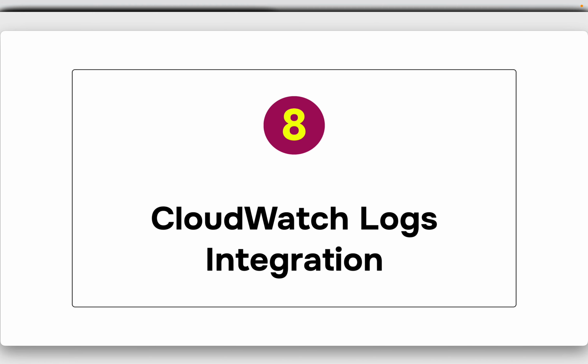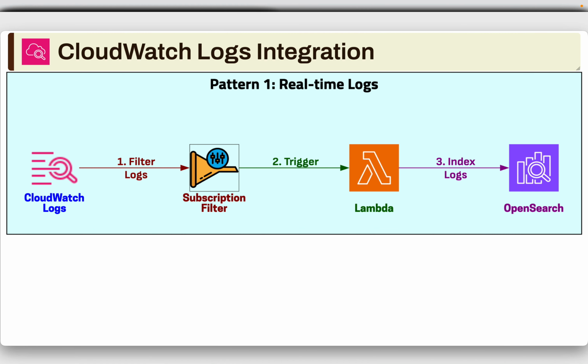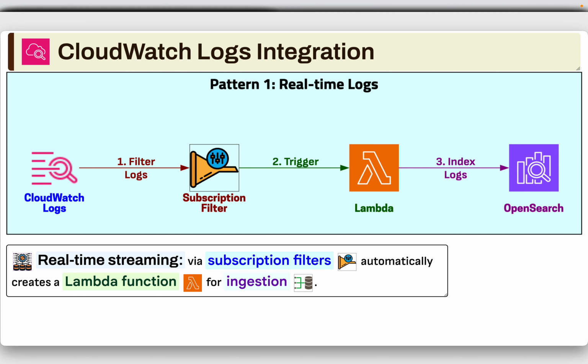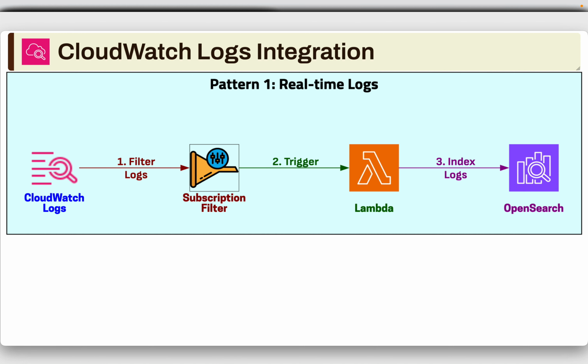Eighth topic is CloudWatch Logs integration. So here is one integration pattern. This pattern shows the real-time logs integration flow. CloudWatch Logs are filtered using a subscription filter, which triggers a Lambda function that indexes the logs into OpenSearch. So this is real-time streaming using subscription filters that automatically create a Lambda function for ingestion into OpenSearch.